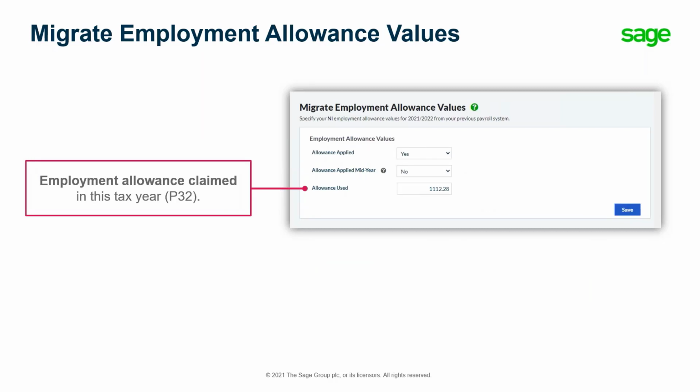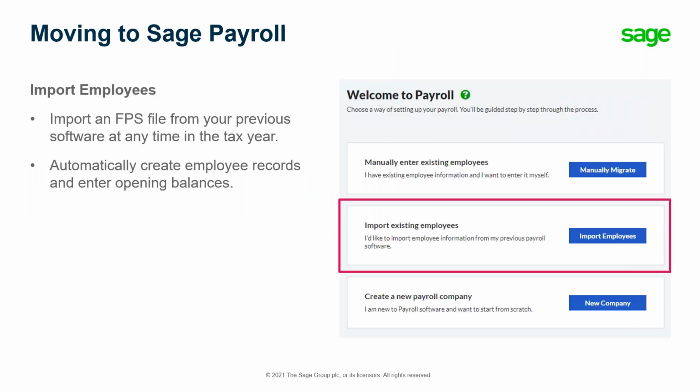And you would also need to enter any employment allowance claimed in the tax year, even if you've claimed it all, so that Sage Payroll knows how much allowance has been used and whether or not you need to continue claiming that later on in the year. And we'll show you those screens in a live demo a little bit later on in the webinar.